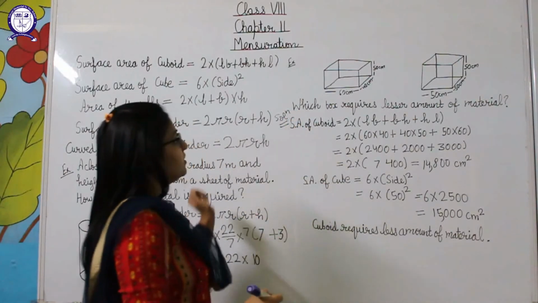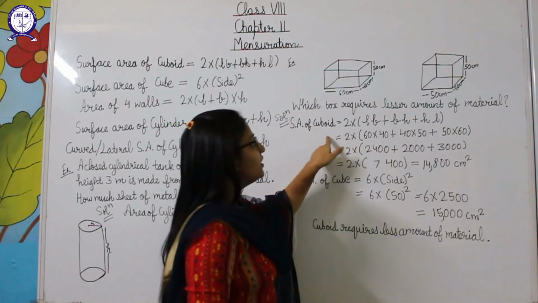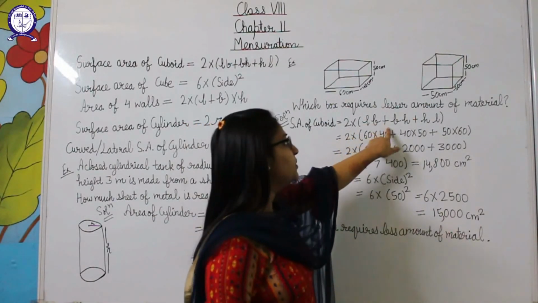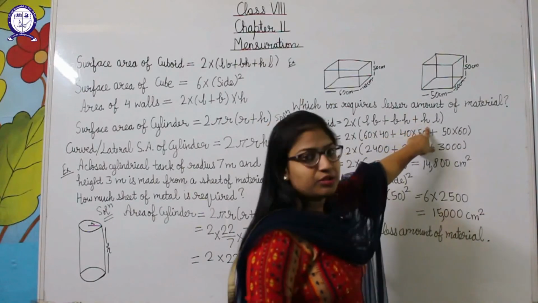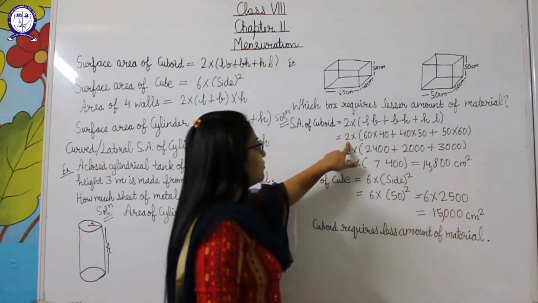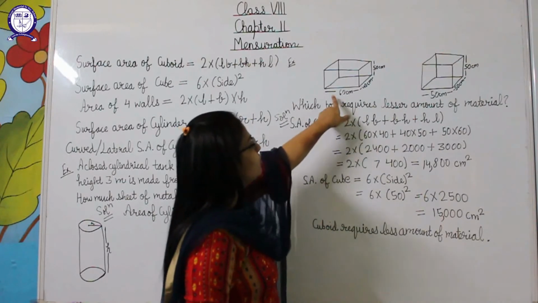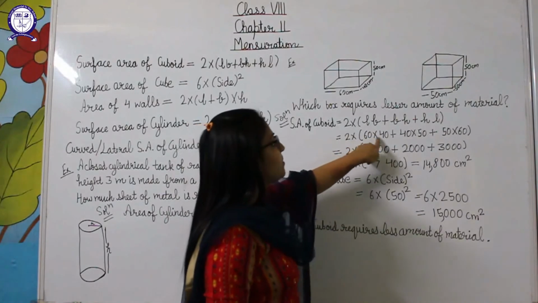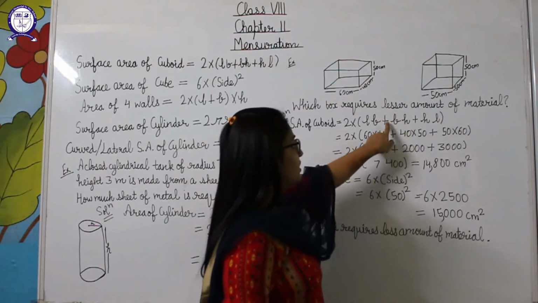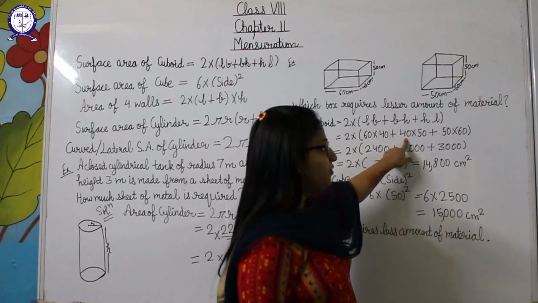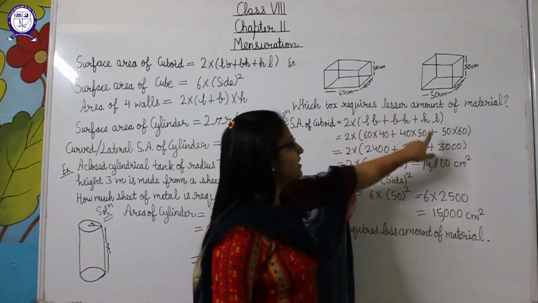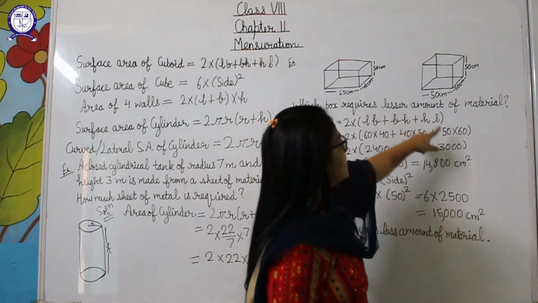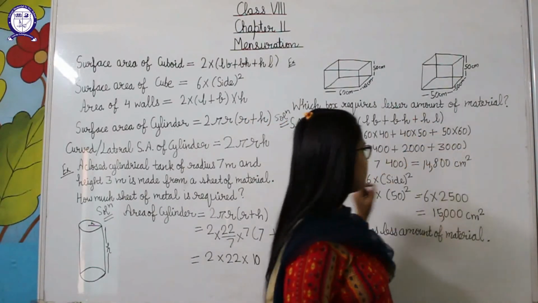First of all, the surface area of the cuboid. This is the cuboid. We know that the formula for the surface area of a cuboid is 2 multiply length into breadth plus breadth into height plus height into length. Now 2 into, we will substitute the values. Length here is 60 centimeter, so in place of l we will write 60. Multiply breadth. Breadth here is 40, then plus again breadth is 40, multiply height, which is 50 centimeter here, so we will write 50 here, plus height into length. Height is 50 and length is 60.